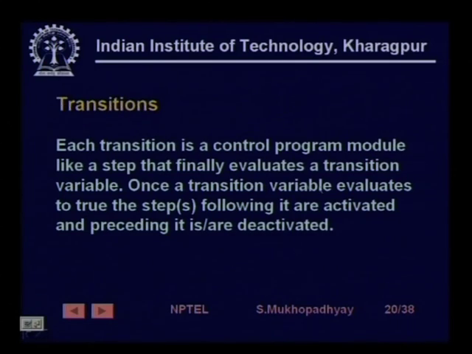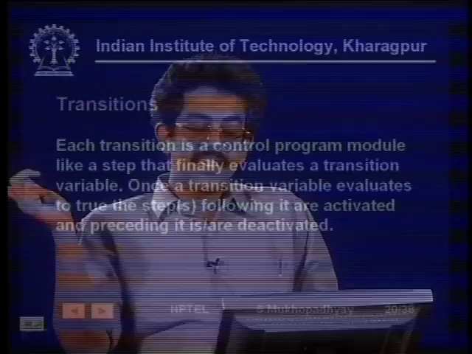So, once a transition variable evaluates to true, then the steps following it are activated. We say steps because, in this formalism, typically one transition can go to only one step, provided you do not have concurrency. But since SFCs support concurrency, it may happen that after one transition two concurrent threads of execution will start. That is why we have said steps following it are activated and those preceding it are deactivated.